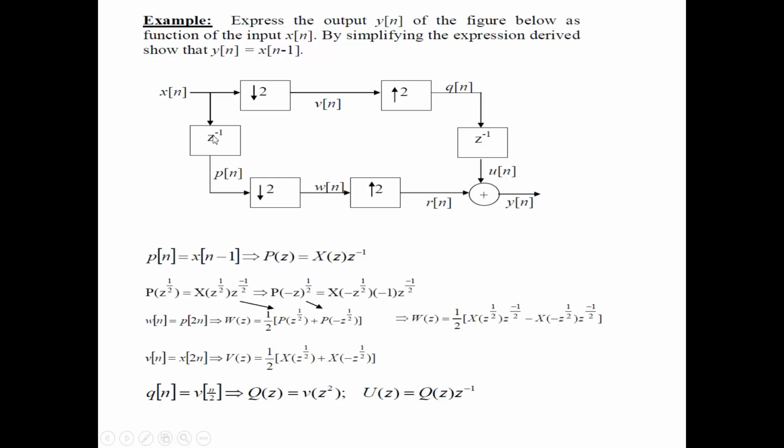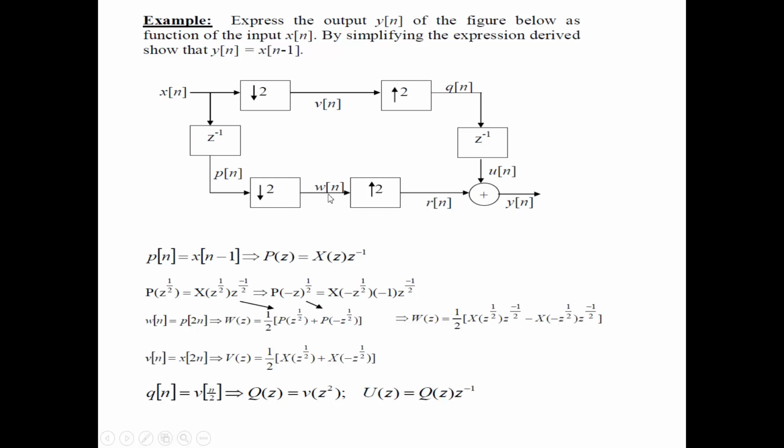x[n] when delayed by 1 unit of time will give us p[n]. So p[n] is equal to x[n-1], and we take the z transform. P(z) is X(z) z to the power minus 1. Now we can also say P(z to the power half) is equal to X(z to the power half) z to the power minus half. And this also implies that P(minus z to the power half) is equal to X(minus z to the power half), with minus 1 taken out, and z to the power minus half.